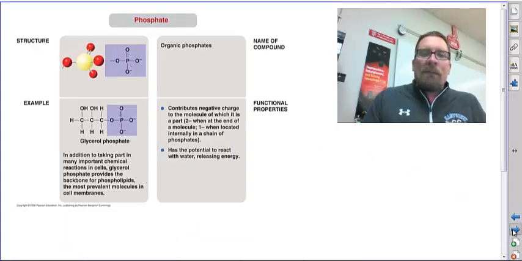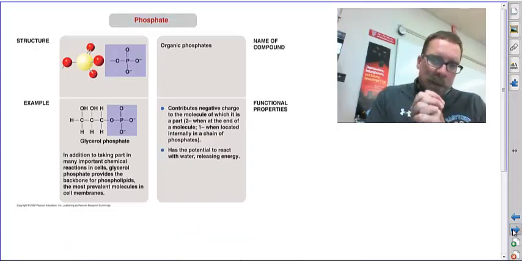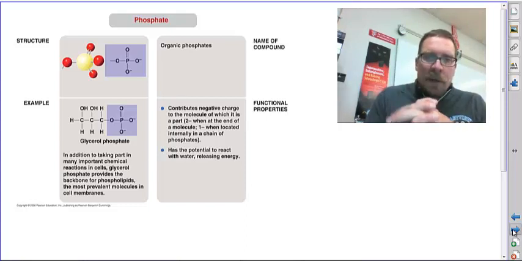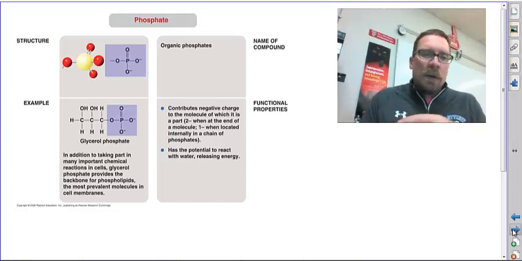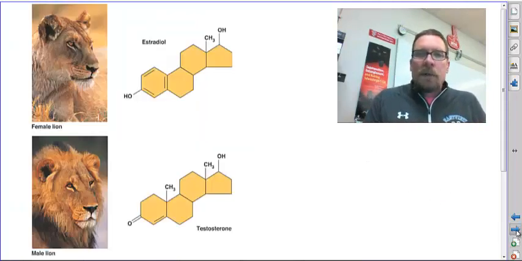Okay. Phosphate groups, as you might hear, a lot of phosphates in your soaps, but as far as living organisms, they provide a lot of energy. They can react with water, release energy. You should think ATP right there, and that function in organic.